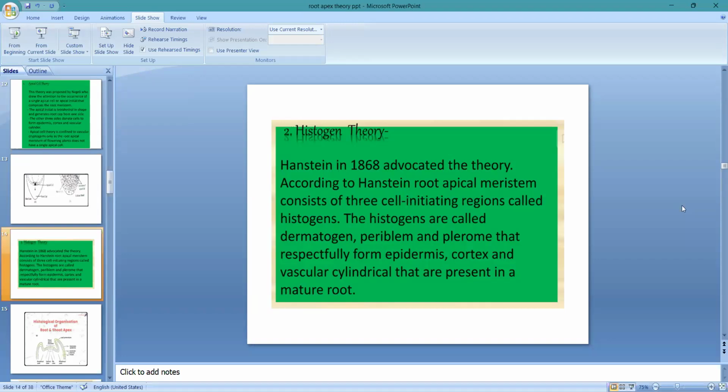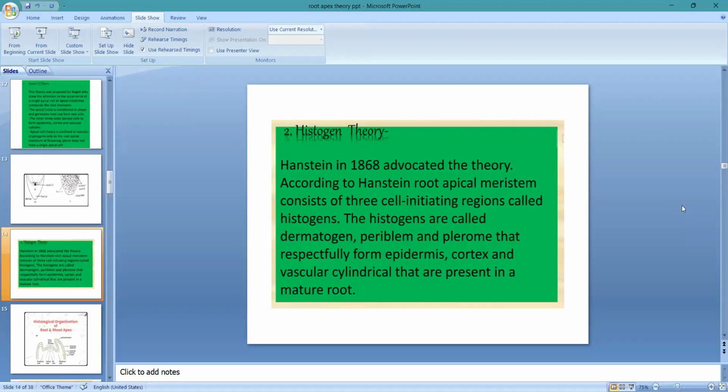So of these histogens, the dermatogen gives rise to the epidermis, the peribulum gives rise to the cortex and the plerome to the vascular cylinder. Already we learnt in the shoot apex theory that the histogen theory is the same. The 3 histogens, the tissue builders, are dermatogen, peribulum, plerome. Dermatogen is the outermost layer and uniseriate, it gives the epidermis. And likewise, peribulum gives the cortex and the plerome the vascular cylinder.